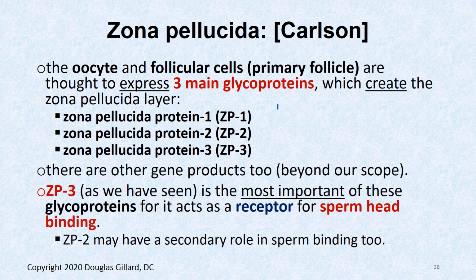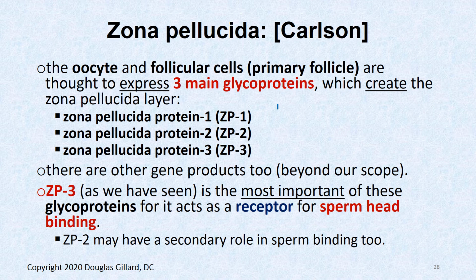The oocyte and the follicular cells make up the primary follicle, as we said. Specific to the zona pellucida, there are 3 different genes that get turned on that are important. They secrete 3 proteins which help make that zona pellucida. So we have zona pellucida protein 1, 2, and 3, or we can call them ZP1, 2, and 3. Does ZP3 sound familiar? Because we talked about that last week.